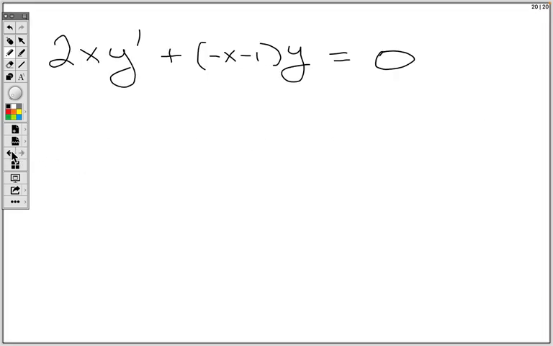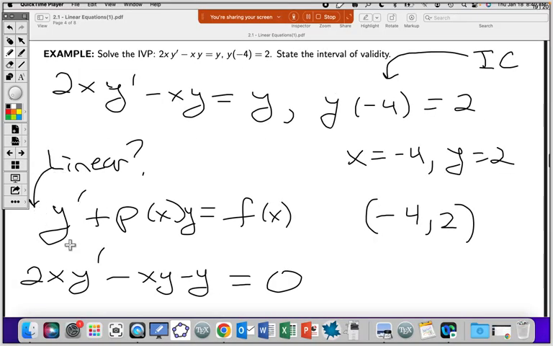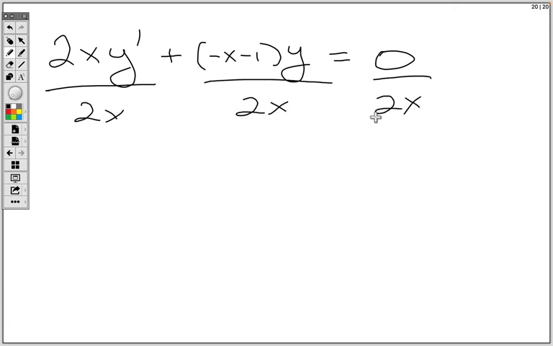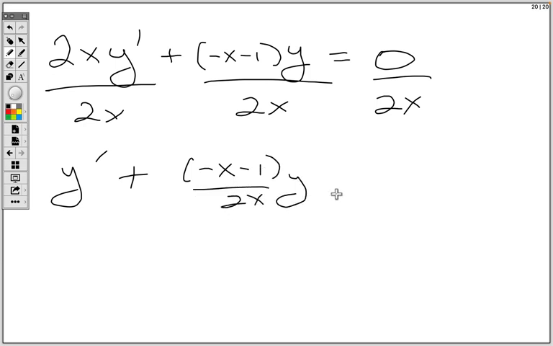Now to get it into the standard form, I need y prime to have a coefficient of 1, which means what am I going to have to do to this equation, folks? Yeah, I got to divide through by the 2x. Now when we do that, it potentially creates some problems, because you can't divide by what? Yeah, you can't divide by 0. So doing this, now we know that x can't be 0.